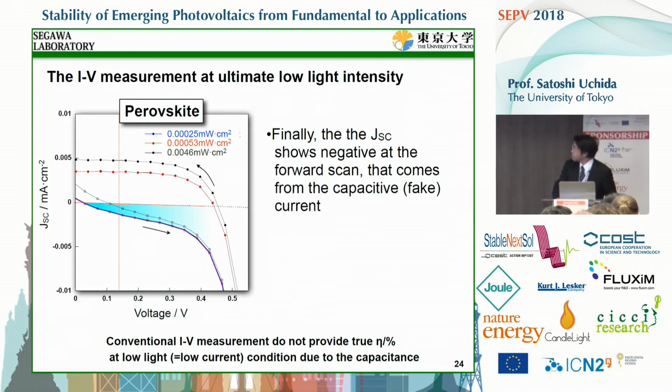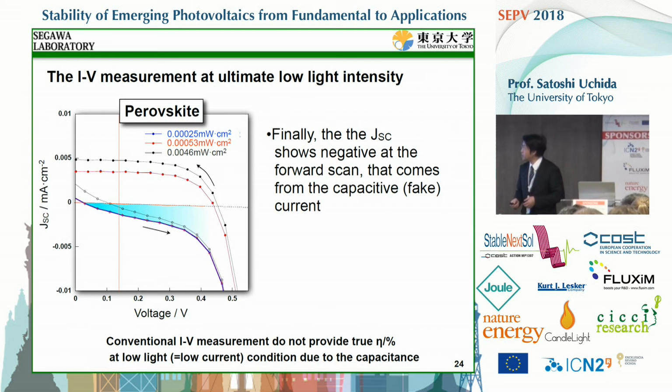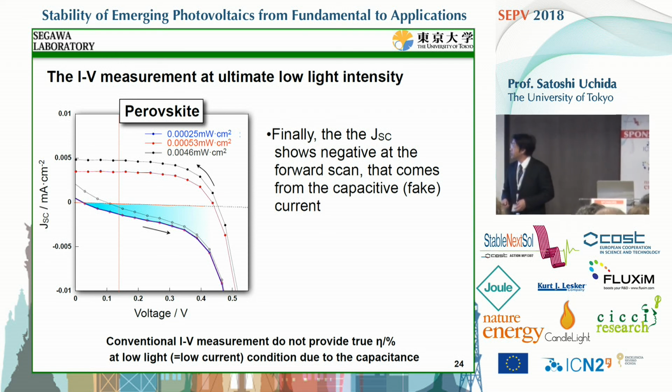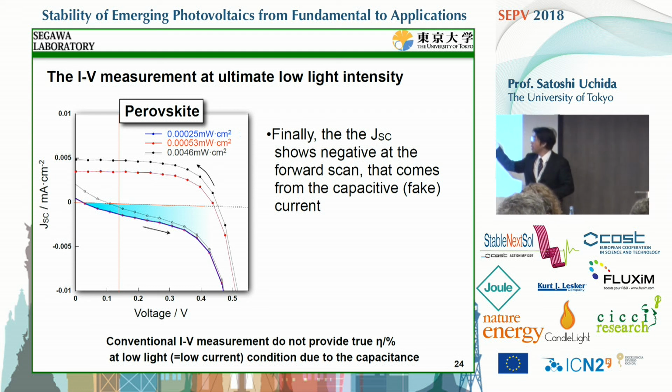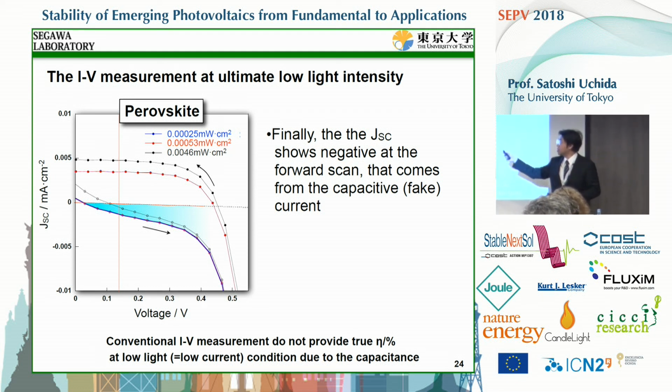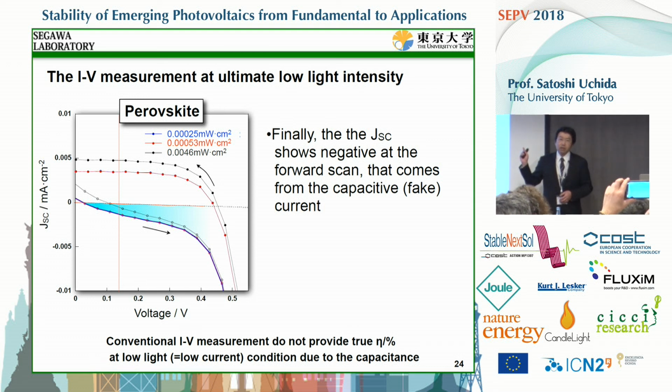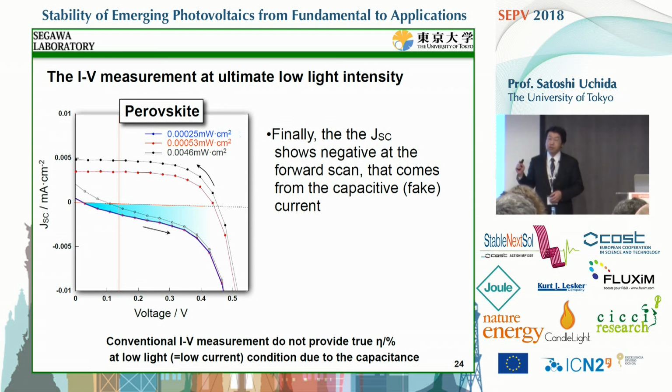Now I have 2 minutes. Before I finish my talk, this is one kind of summary. I show you 2 slides. In the case of perovskite, in the ultimate conditions, like 0.00325, the forward scan starts from the negative range. That means it is evidence that there is capacitance, by IV measurement, not MPPT.